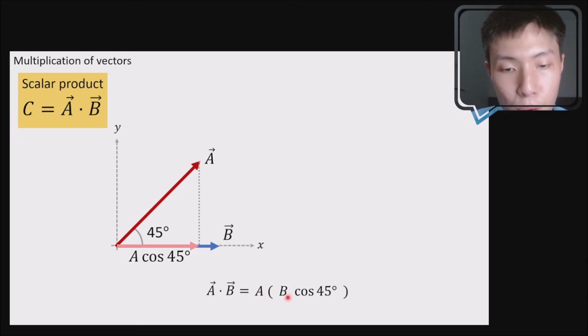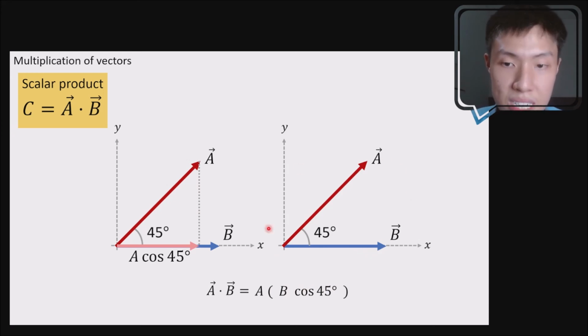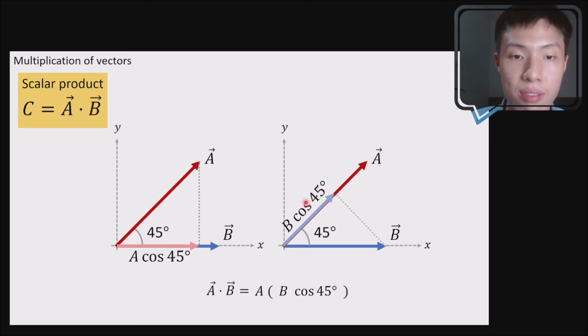Now if we put B inside the bracket, it means we will be resolving B. Just now we were resolving A, now we are resolving B. So if this is the same diagram, resolving B means we are finding how much of B is parallel to A. We are breaking B to find how much of B is parallel to A. So in the drawing, I break this to find a component of B which is parallel to A. So this is B cos 45 degrees.